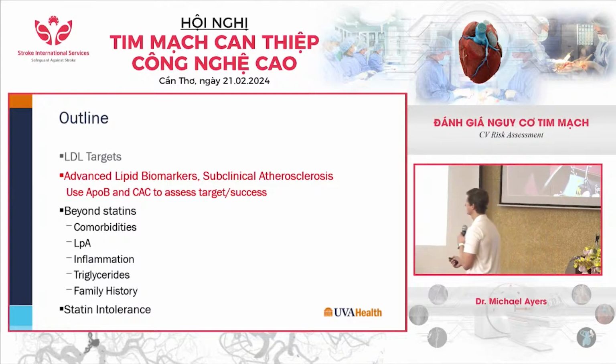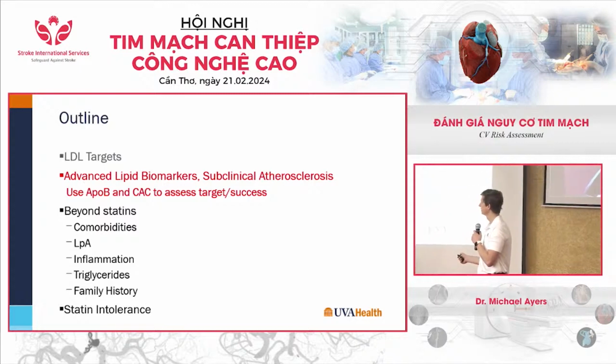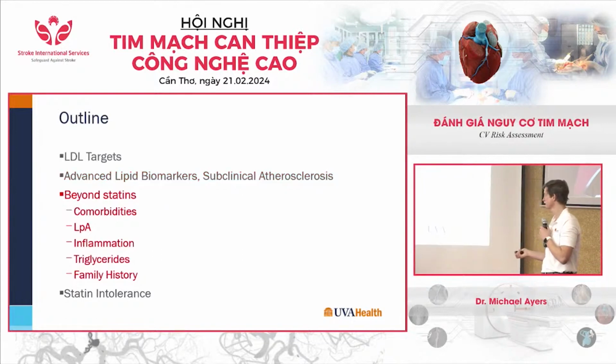All right, so we talked about we need to figure out where we're going. We need to figure out, did we get there? And we need to figure out how much risk there actually is. But let's talk about the patient where we've done all of those things, who's still at risk. How do we still assess for residual risk?